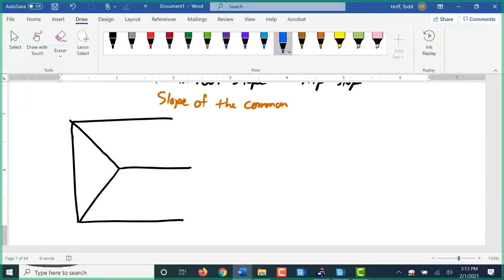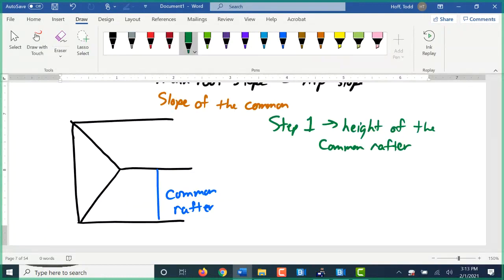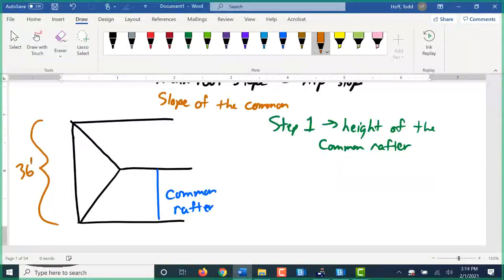So in our hip roof, this is our common rafter over here. Our first step is to find the height of the common rafter. Now we obviously need some more information here. I'm going to give you the span of the common rafter here. Let's say that is 36 feet.